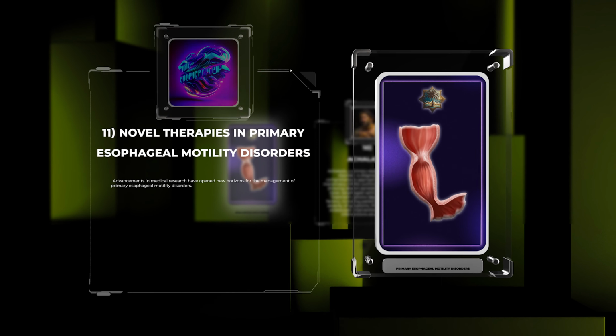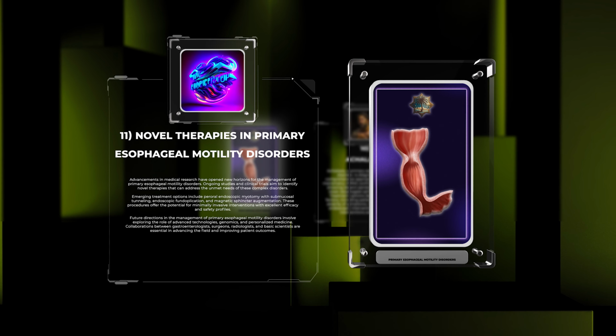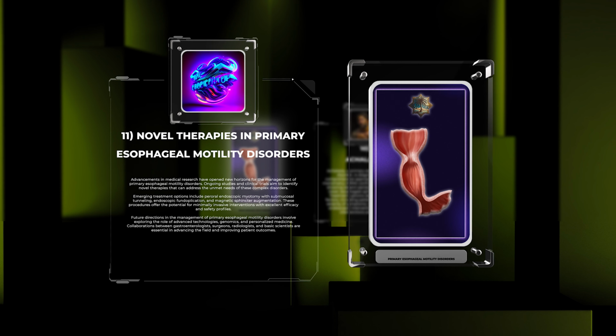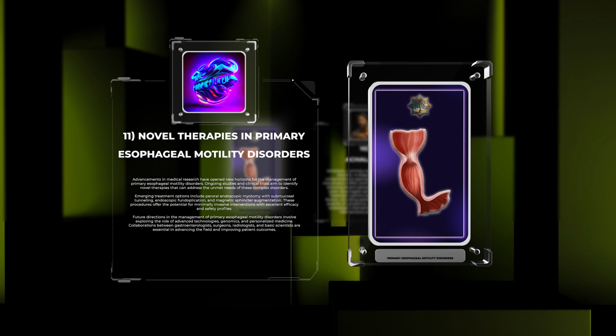Advancements in medical research have opened new horizons for the management of primary esophageal motility disorders. Ongoing studies and clinical trials aim to identify novel therapies that can address the unmet needs of these complex disorders. Emerging treatment options include peroral endoscopic myotomy with submucosal tunneling, endoscopic fundoplication, and magnetic sphincter augmentation. These procedures offer the potential for minimally invasive interventions with excellent efficacy and safety profiles.